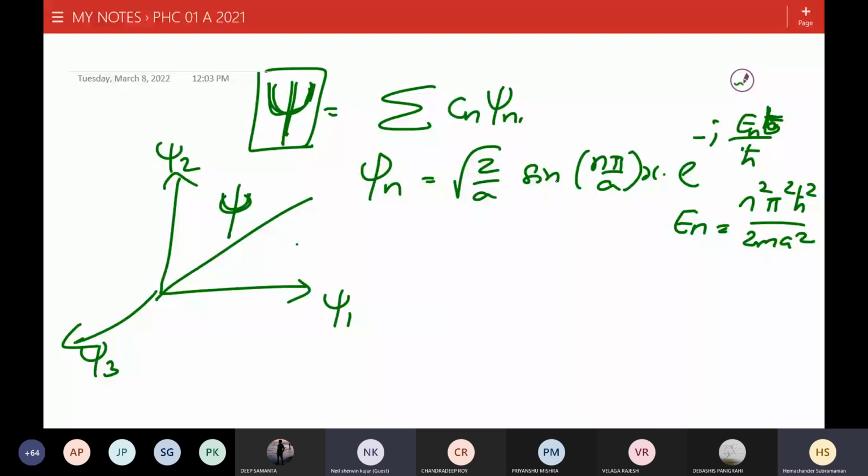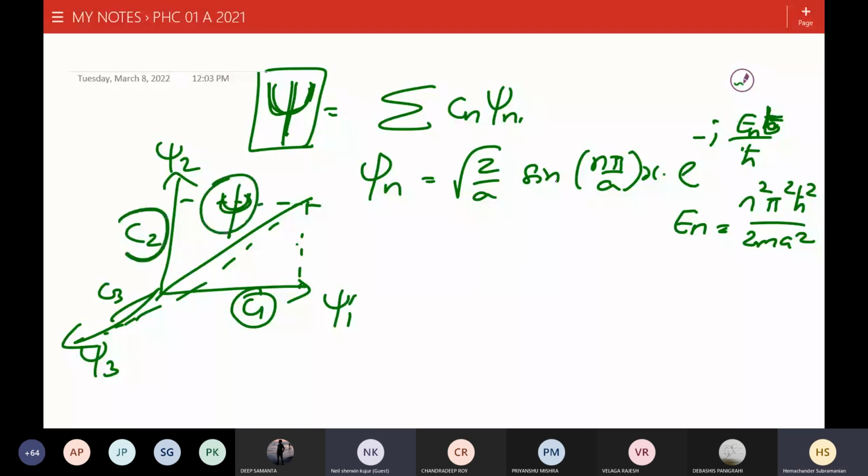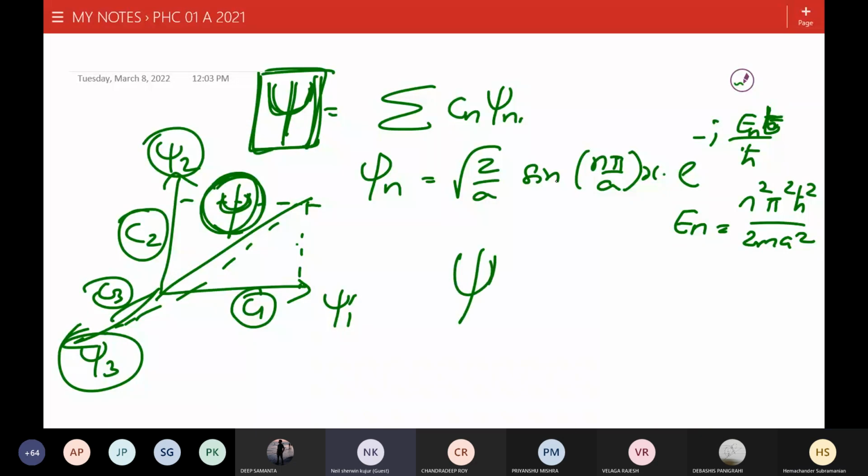If you project it here, this is C1. If you project it there, this is C2. If you project this here, this is C3. So there is a C1 amount of psi 1 in psi, C2 amount of psi 2 in psi, and C3 amount of psi 3 in psi. Now, what do you think would be the energy of this psi? The psi 1 has energy E1, the psi 2 has energy E2, psi 3 has energy E3. So what is the energy of psi?